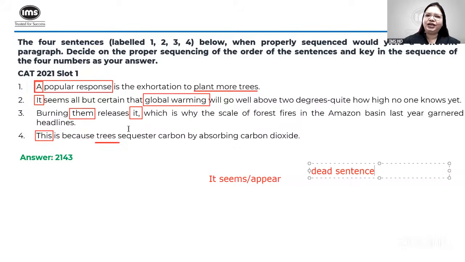Right. This is not a classic dead sentence because you can see the pronouns actually connect. But then the topic of the other sentences, 2, 1, 4, is bringing down carbon emissions. And suddenly you find a sentence talking of worsening it, right? So 2143 it is. Okay.